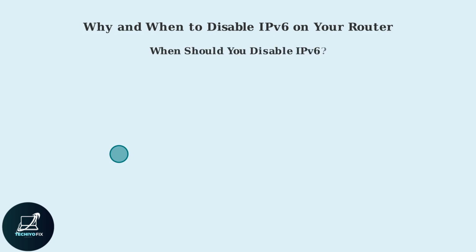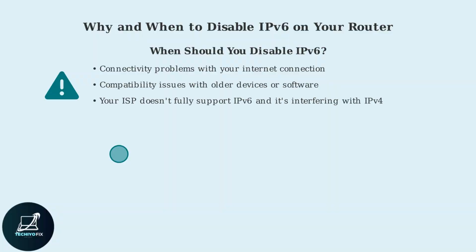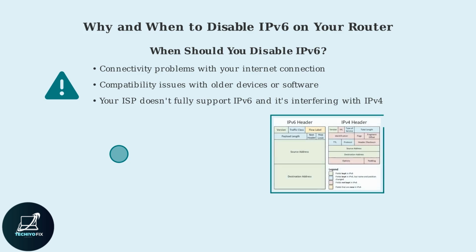Now, when should you consider disabling IPv6? There are a few specific situations where it might be necessary. First, if you're experiencing connectivity issues that seem related to IPv6. Second, if older devices in your network don't work properly with IPv6. To better understand the differences, here's a comparison of IPv6 and IPv4 packet headers. IPv6 simplifies the structure while adding new features.